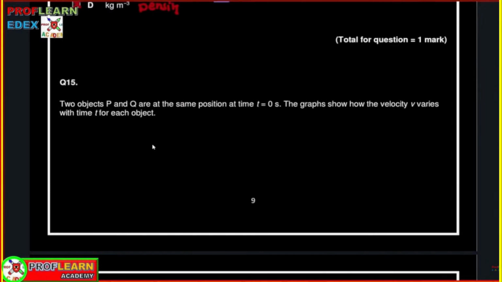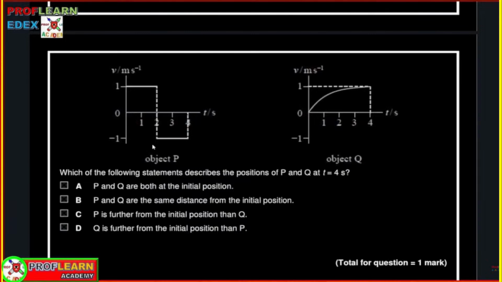Two objects P and Q are at the same position at time t equals 0 seconds. The graph shows how the velocity v varies with time for each object. Now we have the representation of the graph there, and remember that the area under the graph of a velocity-time graph represents the distance or the displacement of the object. Now, which of the following statements describes the position of P and Q at time t, which is 4 seconds?